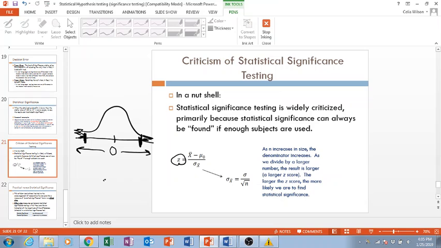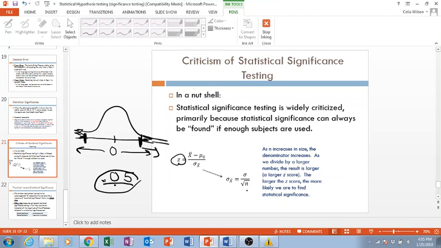Because remember, my threshold is 0.05. So any probability less than this, any probability less than 5%, is going to be statistically significant. So if I can get my z further out in the tail, then that's going to decrease my probability. And that's what I want. I want my probability to go down so that it'll be less than this. Because if my probability is less than 0.05, then I have statistical significance.